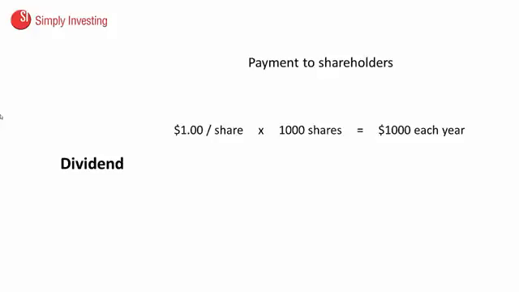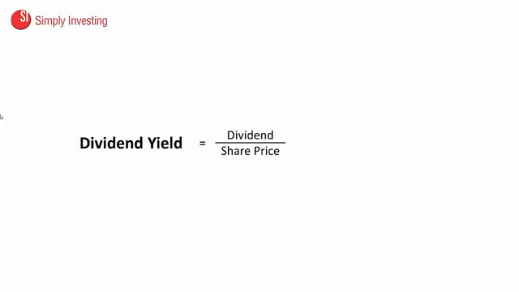But as long as you own those shares, and as long as the company continues to pay $1 a dividend per share, you will continue to earn $1,000 every year. Now let's say, for example, there's another company that is paying $2 per share, and you own 1,000 shares, you will receive $2,000 each year in dividends. So the dividend yield is quite simply the dividend divided by the share price.